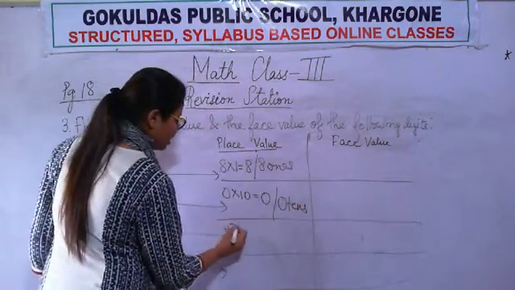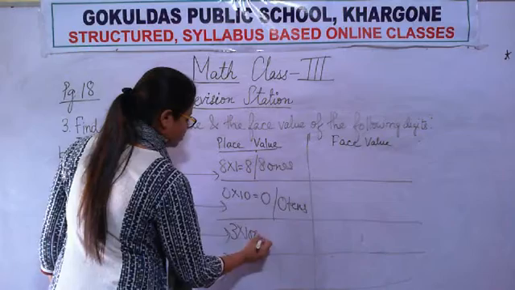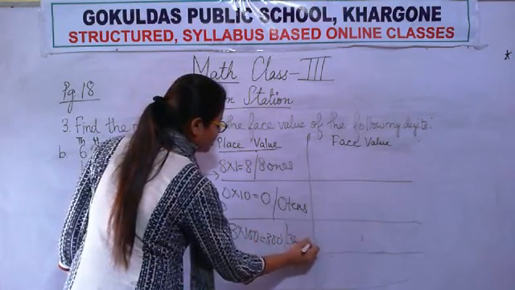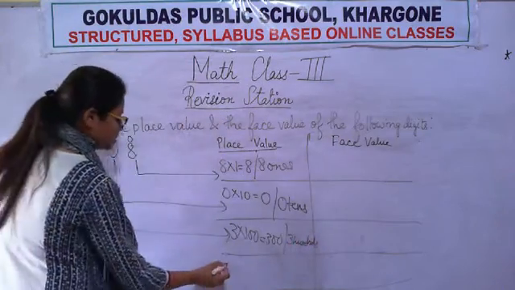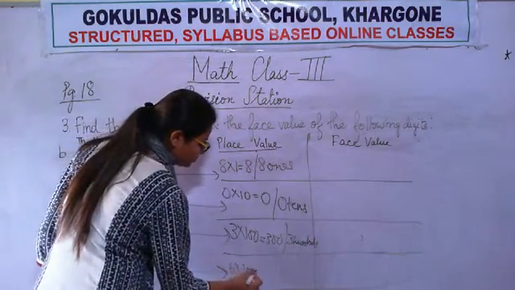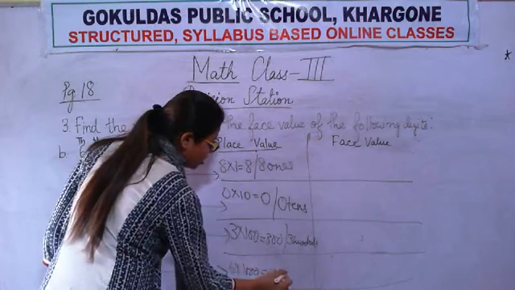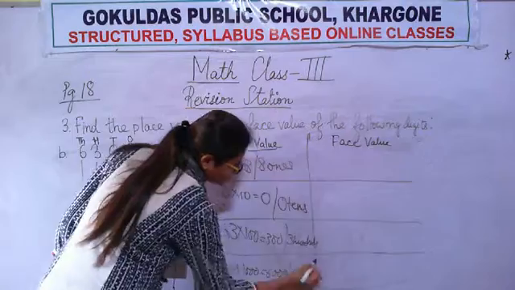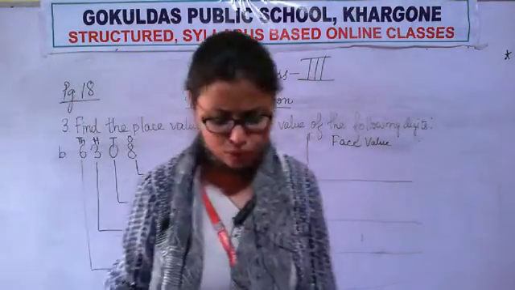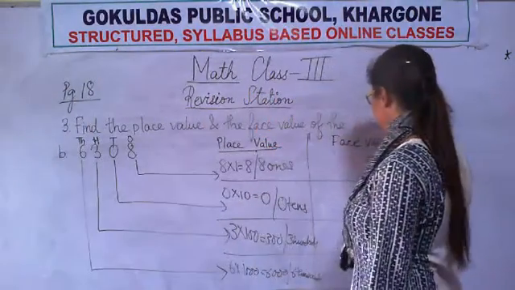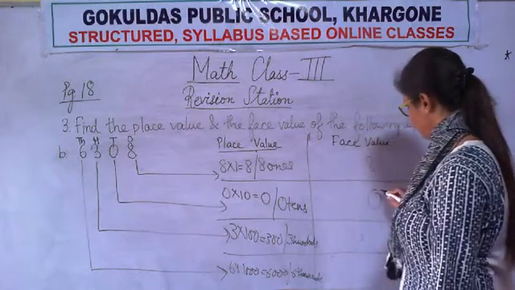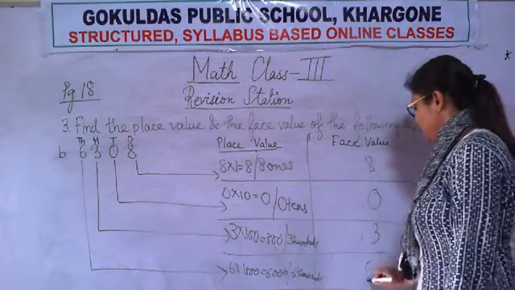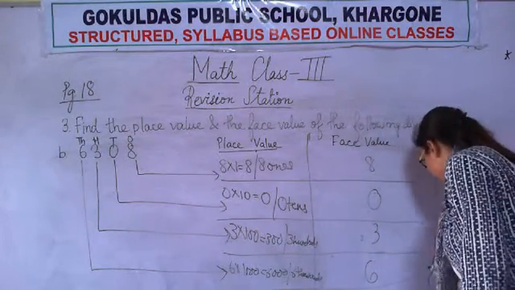Now, 3 into 100, 300, or we can write 300s. Next, 6 into 1000, 6000 or 6000s. Very easy. Face value is the same number, we will write 8, 0, 3 and 6. Now the last remaining one is the abacus.